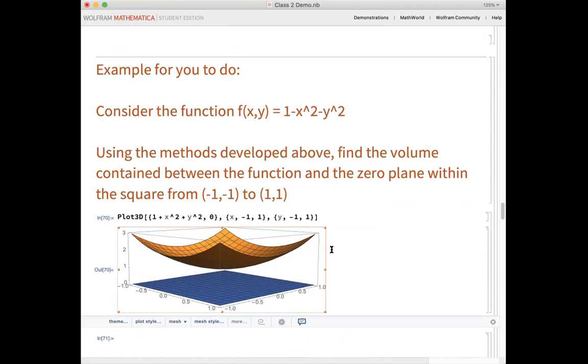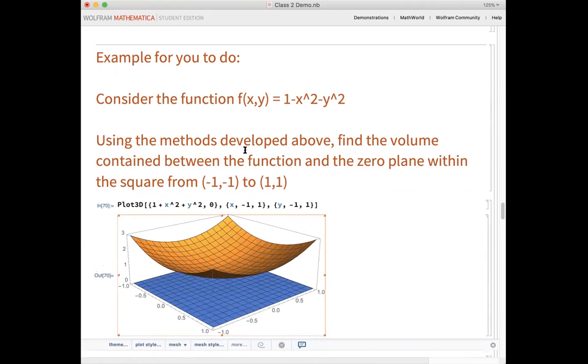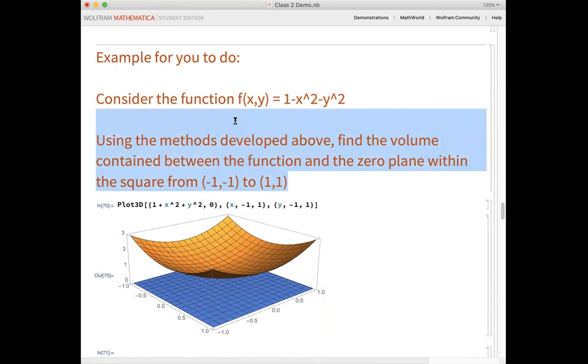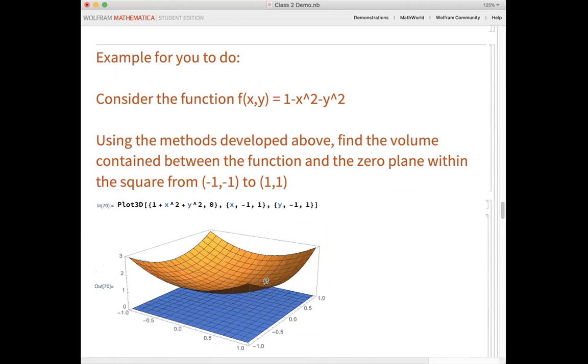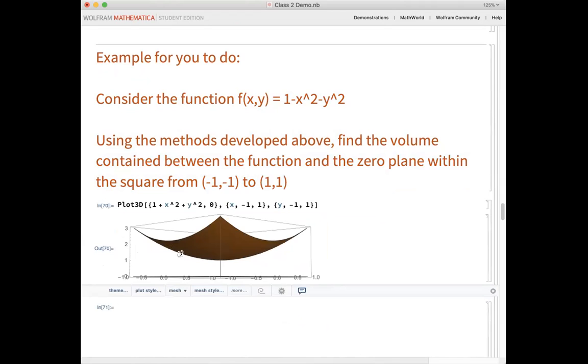So here's an example that if people want to take a shot trying to do, consider this integral and using the methods developed above, find the volume contained between the function and the 0 plane within this square. So find what the total volume there is. And I'm going to mute myself briefly to give you guys a chance to work on that. I'll unmute and I can handle any questions if people have issues. But I'll continue explaining things in a couple minutes.